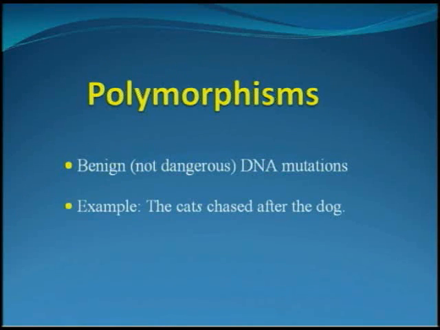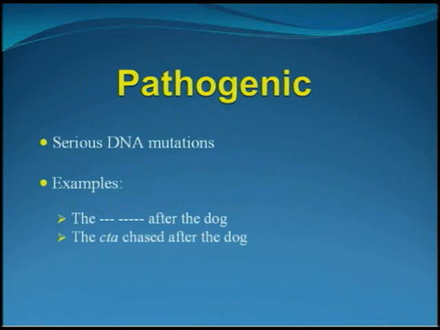Just as some typos in a book are minor, some DNA mutations are benign or not dangerous and do not lead to disease. These benign mutations are called polymorphisms, and they often run in families or are common in certain ethnic groups. Other mutations in the DNA code are more serious. These lead to different diseases, including some that may be serious. These mutations are called pathogenic.